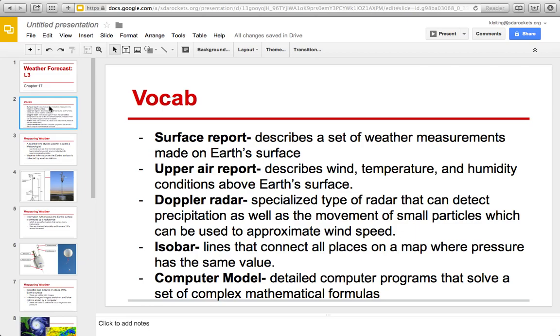We have Doppler radar, which is a specialized type of radar that can collect precipitation as well as the movement of small particles, which can be used to approximate wind speed. An isobar is a line that connects all places on a map where pressure has the same value. So these lines all have the same amount of pressure. And a computer model is a detailed computer program that solves a set of complex math formulas.